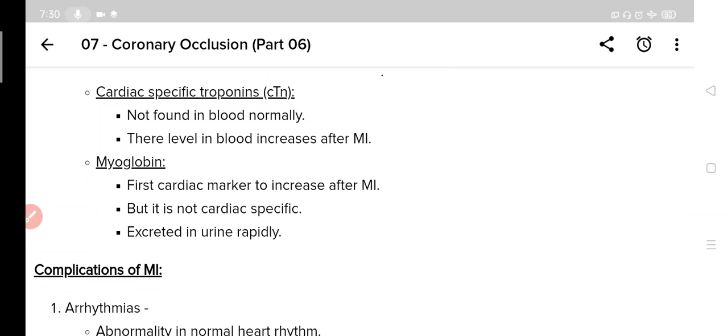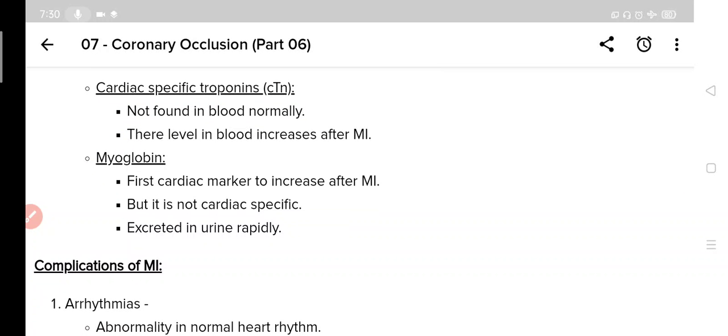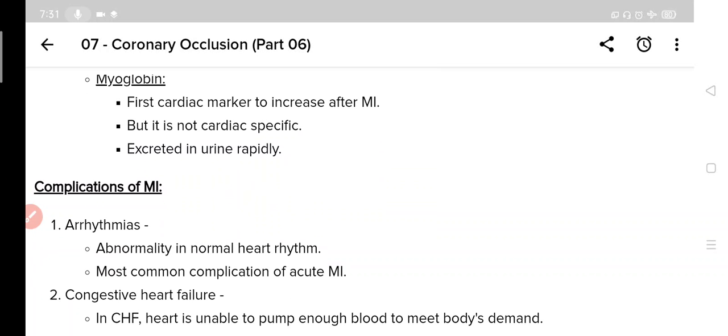Now the third cardiac markers, that is cardiac specific troponins. They are not found in blood normally. Their level in blood increases after myocardial infarction. So if after blood examination you see cardiac specific troponins, then you can say that the patient is having myocardial infarction. Next one is myoglobin.